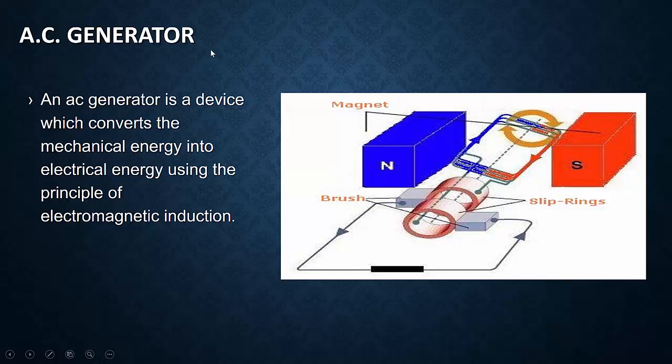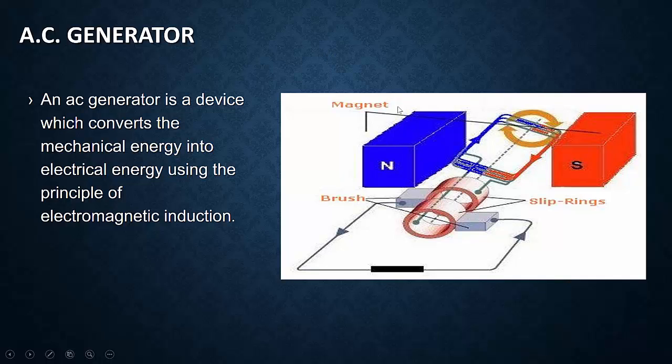Where is an AC generator used? Practically, it is used whenever you get a power cutoff at your home. In earlier days, you must have seen an AC generator. Whenever we use an AC generator, we can get light or power during a cutoff.